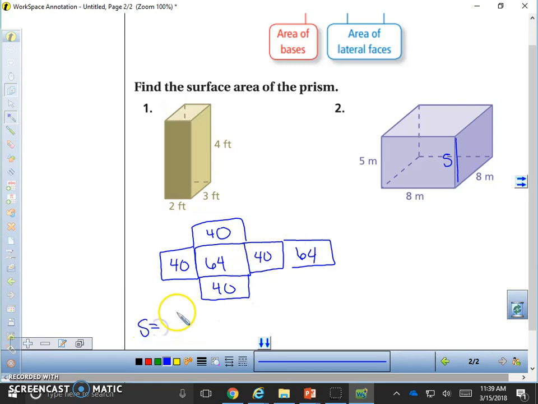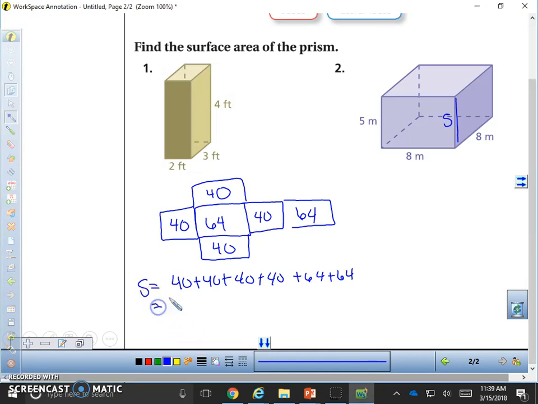So S equals, for surface area, 40 plus 40 plus 40 plus 40 plus 64 plus 64. 2 sides that are the same, 2 other sides that are the same, and the 2 bases that are the same. Makes sense so far? All right. 40 plus 40 is 80. 40 plus 40 is 80. 64 plus 64 ends with an 8. 128. 80 plus 80 is 160.